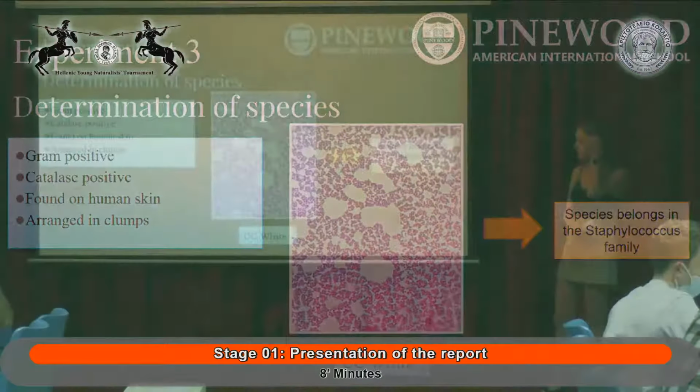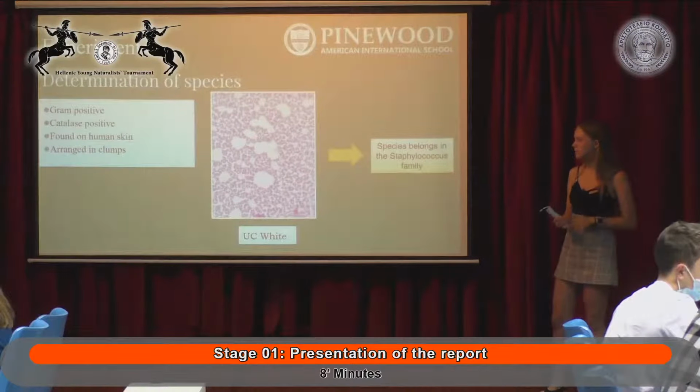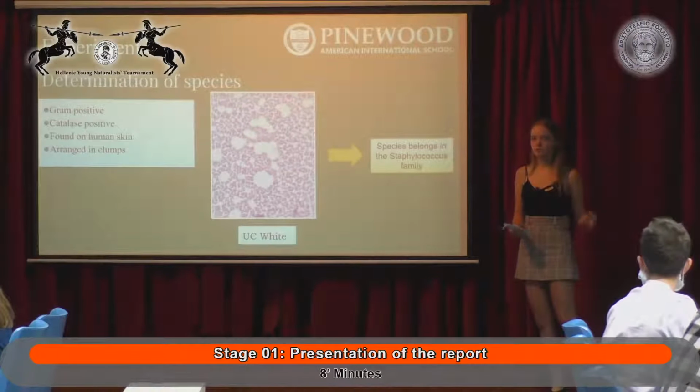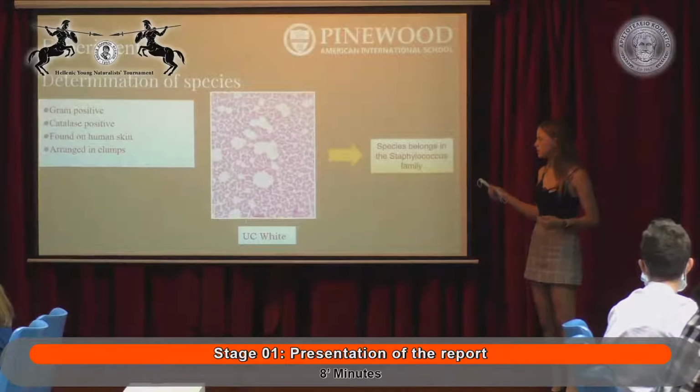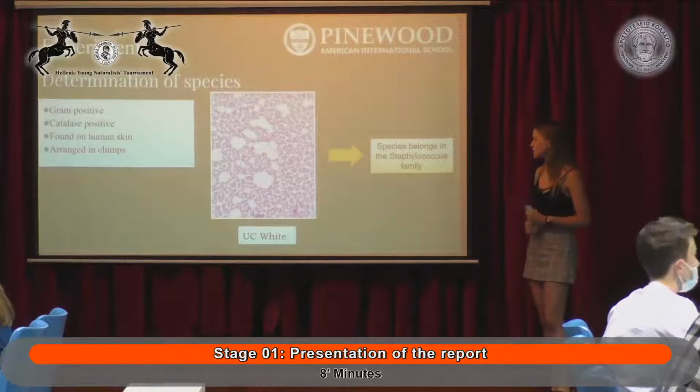Whereas for the unclassified species white, once again, it was gram-positive, catalase positive. Once again, found on human skin, hence we took it off of a door handle. Arranged in clumps, which was seen under the microscope. Therefore, it belongs in the Staphylococcus family.